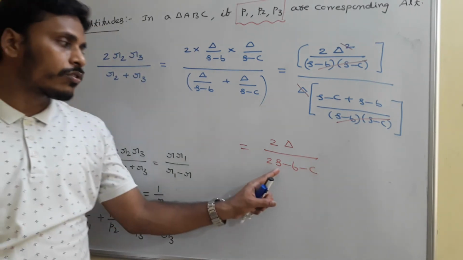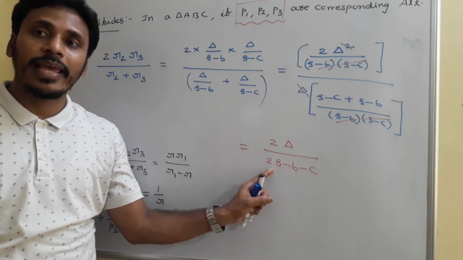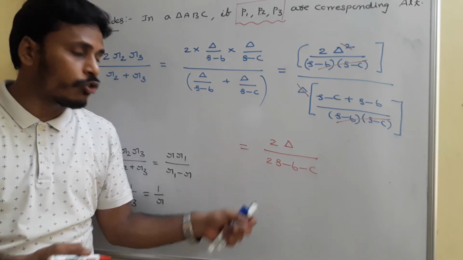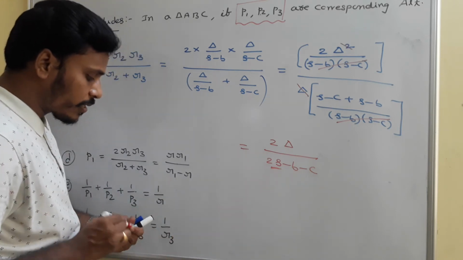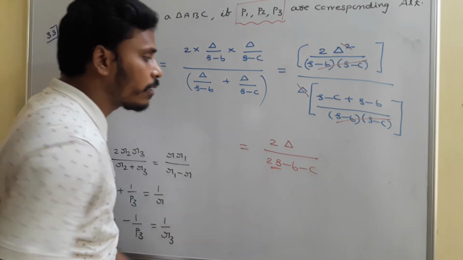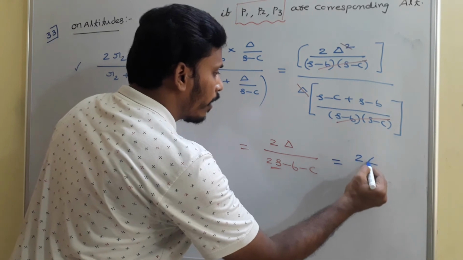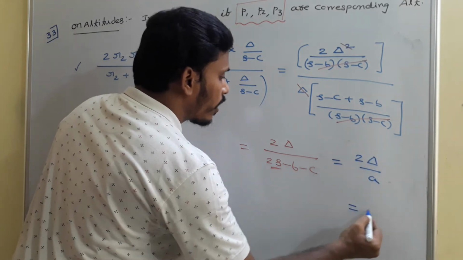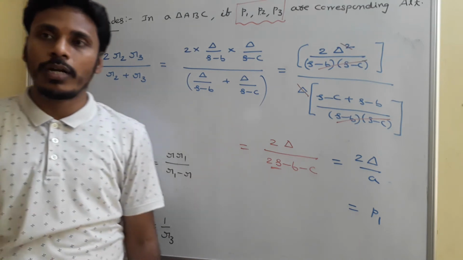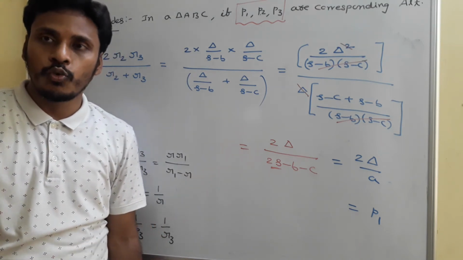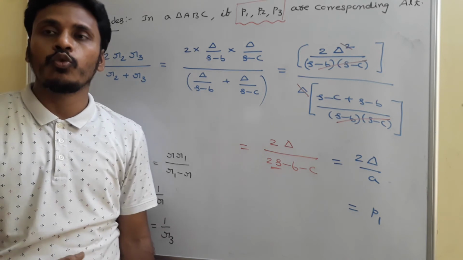Okay, then what do you say about 2S? 2S is A plus B plus C. I mentioned it many times. So if you take 2S as A plus B plus C, A plus B plus C minus B minus C is simply nothing but 2 delta by A. And this 2 delta by A is nothing but P1 only, right? We have that P1 is equal to 2 delta by A, P2 is equal to 2 delta by B, P3 is equal to 2 delta by C.